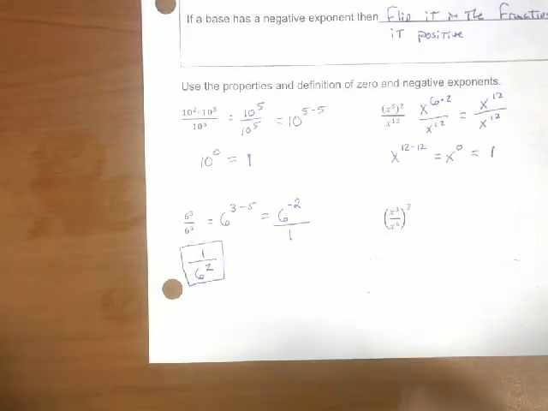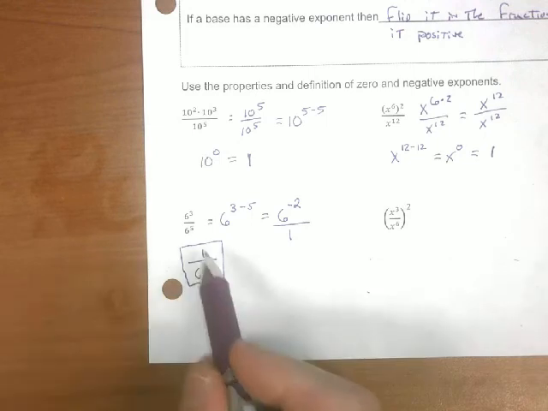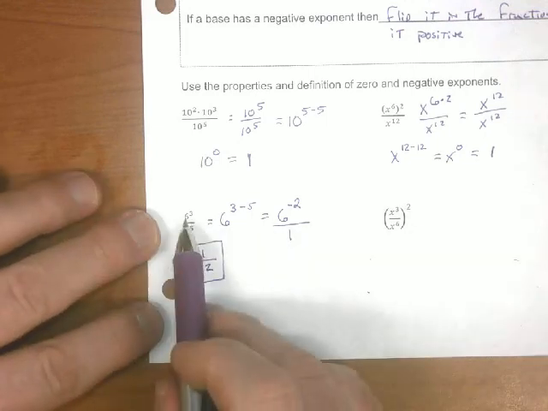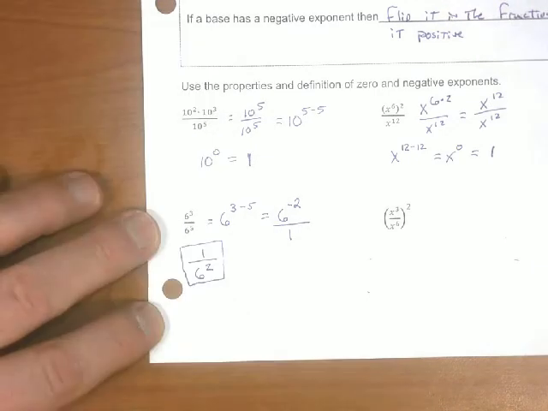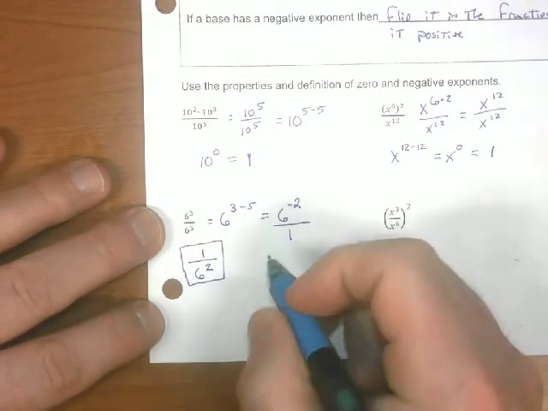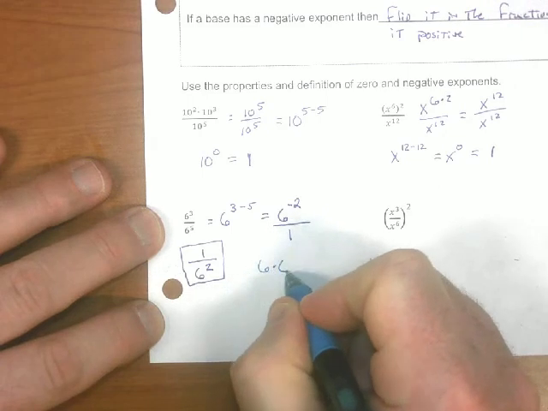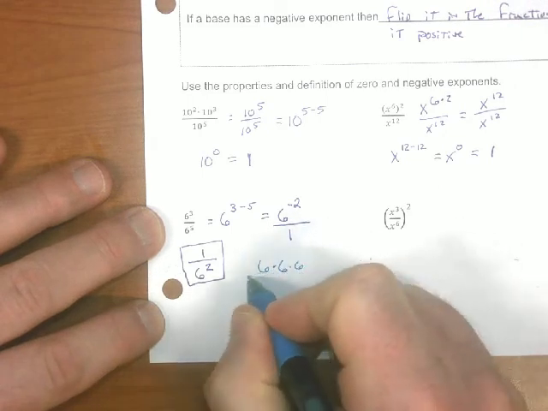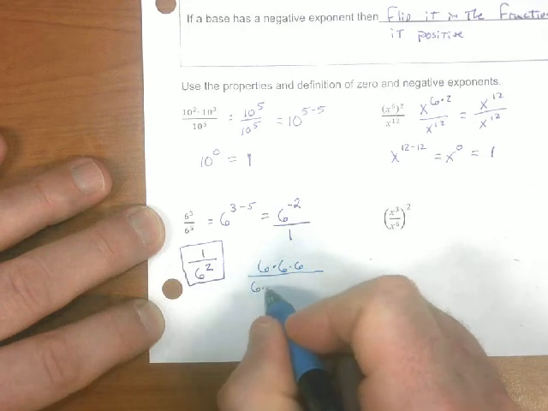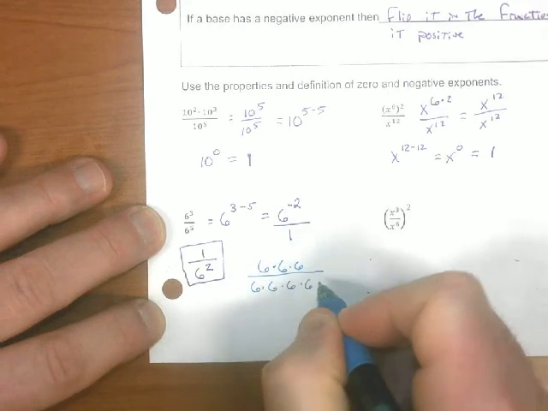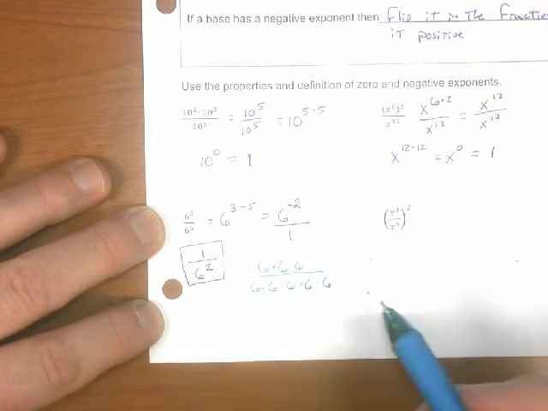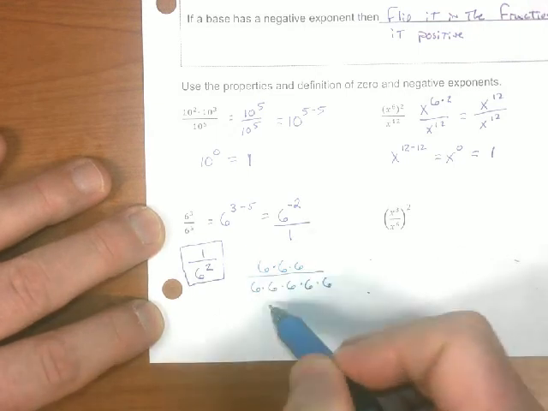I am going to show you the other way, just to make sure that everyone understands what's going on here. Why did it become 1 over 6 to the second? Remember, and I'll use blue pen for this, this is 6 to the third, which means that is 6 times 6 times 6 on the top. This is 6 to the fifth, which means it is 6 times 6 times 6 times 6 times 6, 5 of them on the bottom.